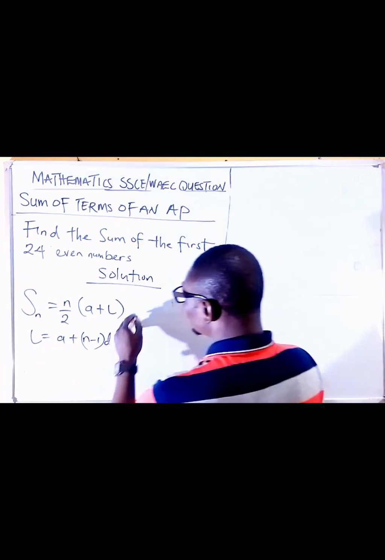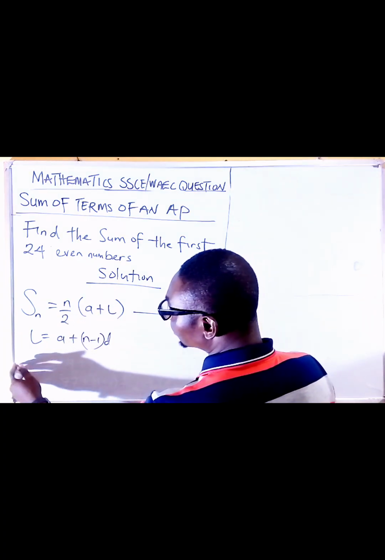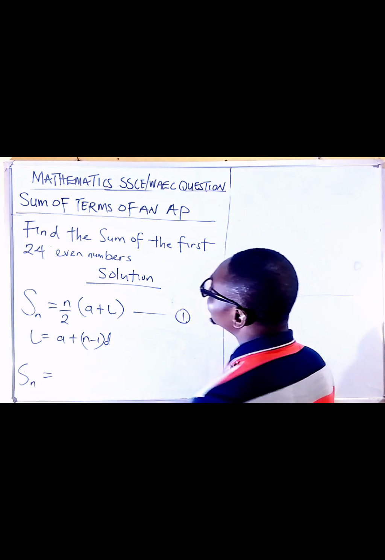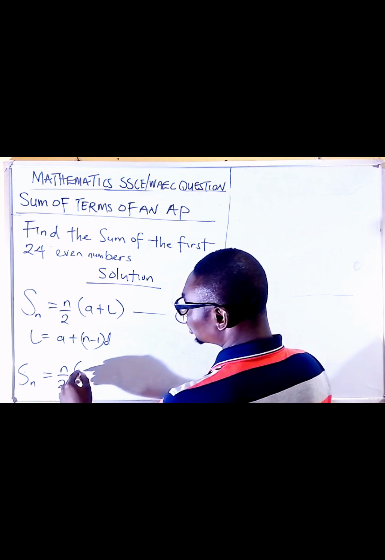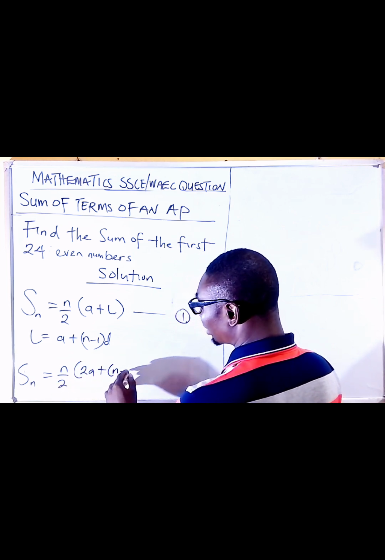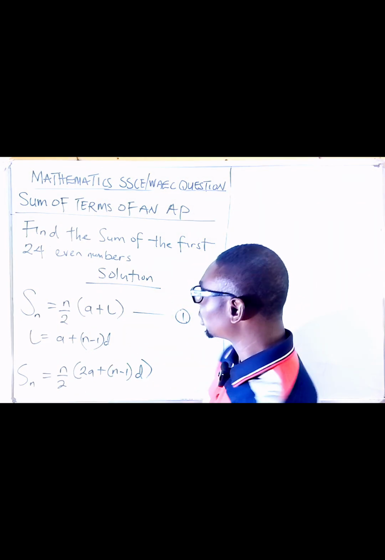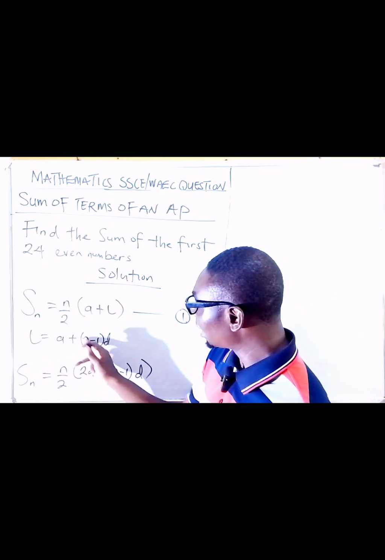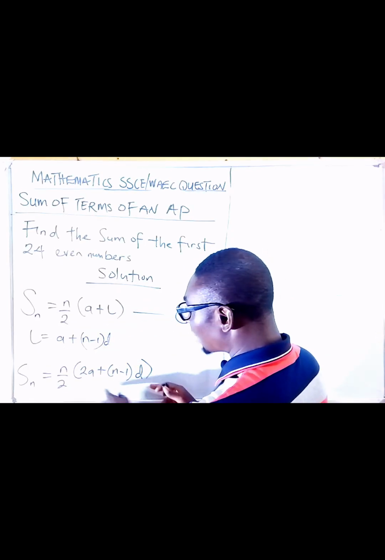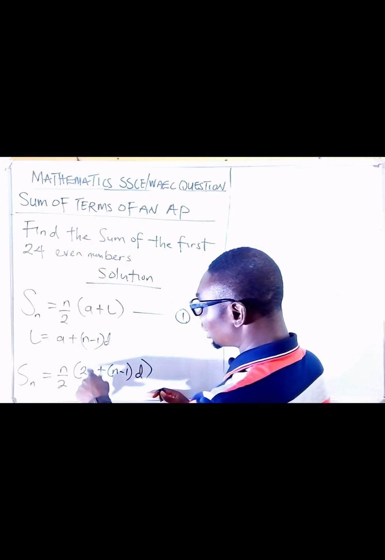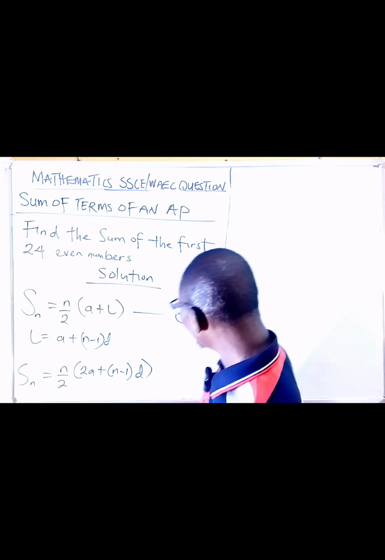This is the first formula. Now the second formula to find the sum of the terms of an AP is N over 2 into 2A plus N minus 1 D. Now this formula was derived from this, because if L is equal to A plus N minus 1 D, if I substitute this value of L, I'm going to get N over 2 into 2A plus N minus 1 into D.